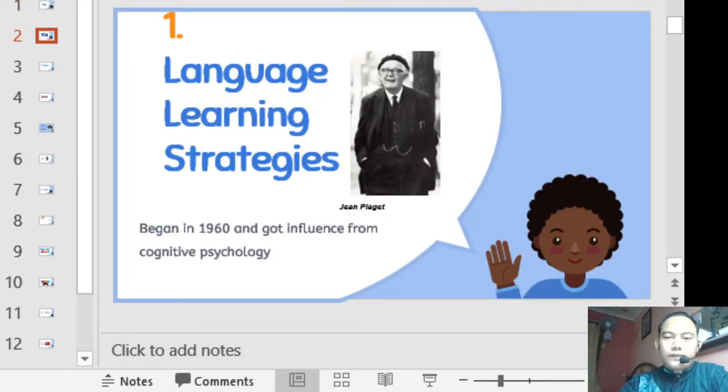So first of all, research into the language learning strategies, or the LLS, began in the 1960s, particularly when the developments in cognitive psychology gave influence to the studies on LLS. In most of the research, according to Rubin and Wenden 1987, the primary concern has been on identifying what good language learners report they do to learn a second or foreign language, or in some cases are observed doing while learning a second or foreign language.